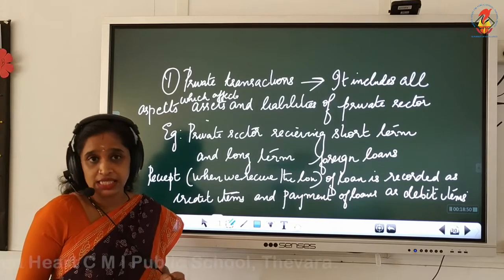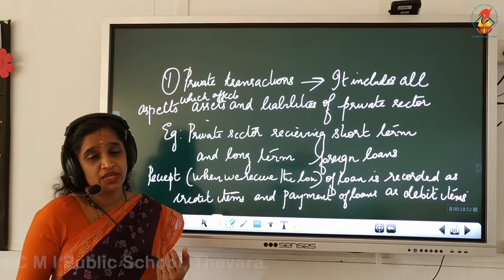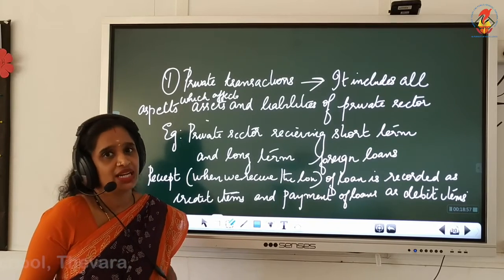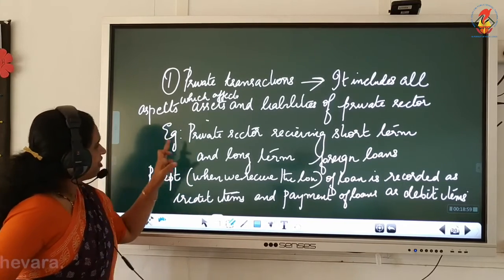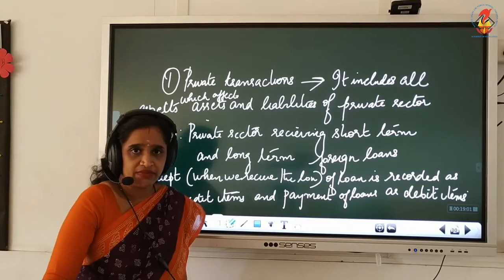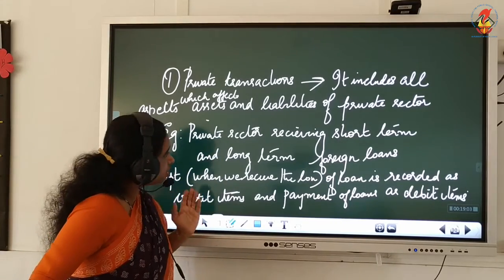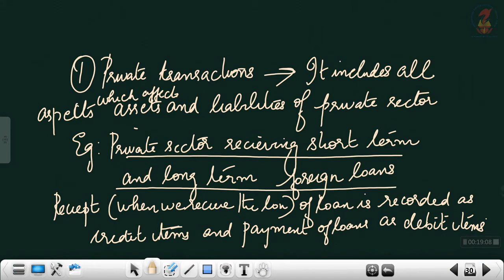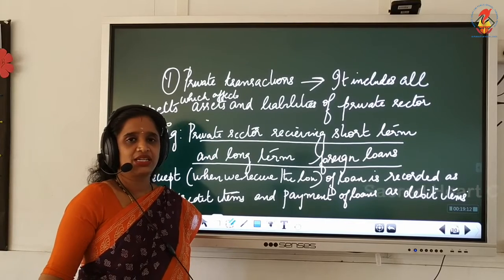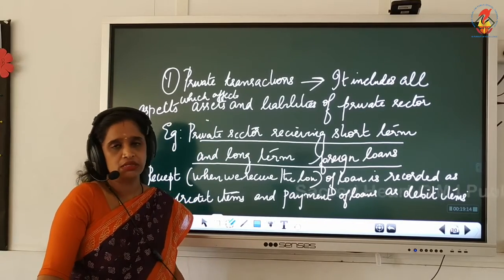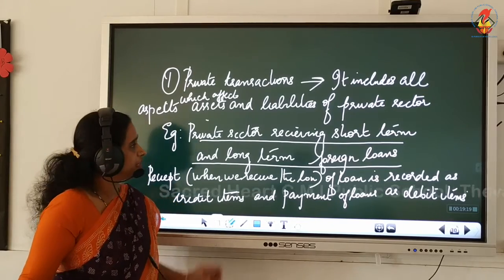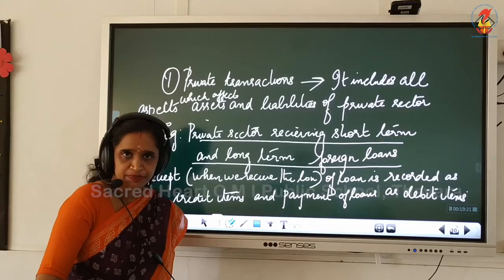Now let us give an example of some changes in the assets and liabilities that can happen for private transactions. For example, every private sector will be receiving short-term and long-term foreign loans because every private sector, for its existence in the business, existence in the economy, will be in need of money. Therefore, they may take loans from outside.